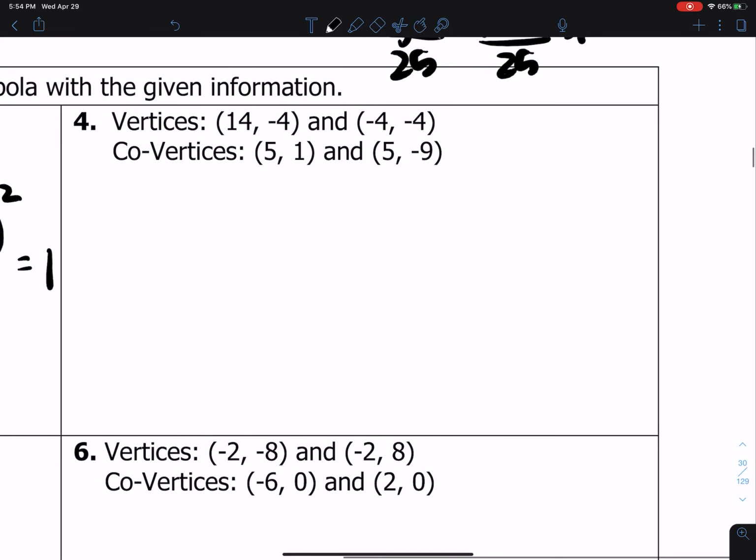Okay, let's graph this one. Like I said, it would be a good idea if you pause this and see what you can do on your own before watching the rest of the video.